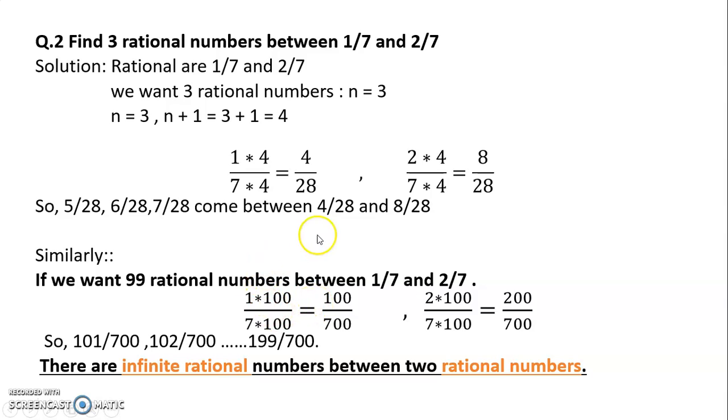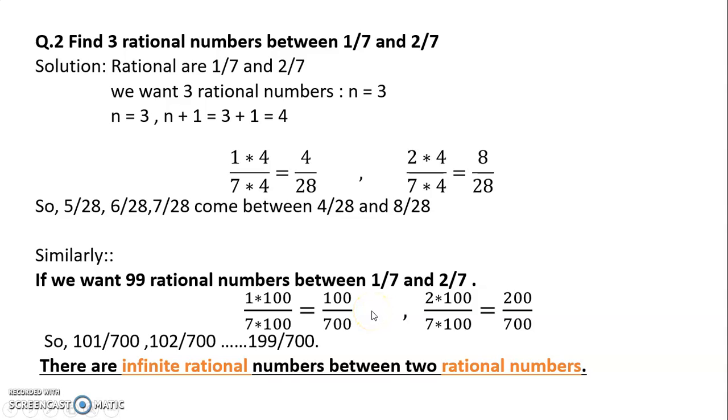So that means you can find any number of rational numbers in between the given rational numbers. It doesn't matter. You just have to take that number, add 1, and multiply the numerator and the denominator with it, and you will get as many numbers as possible in between the rational numbers. So we can say that there are infinite rational numbers. We cannot even count the infinite rational numbers between two rational numbers. I hope you have understood this.